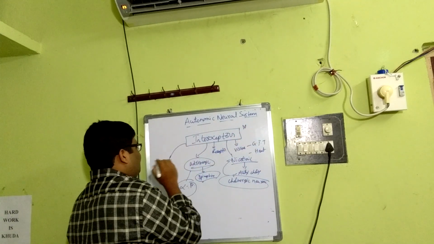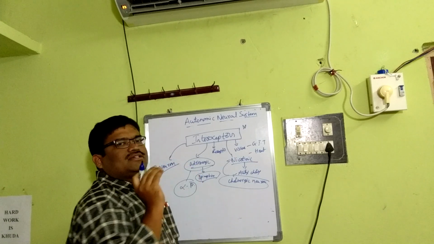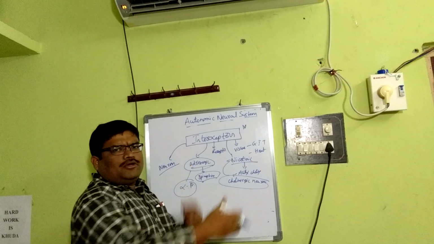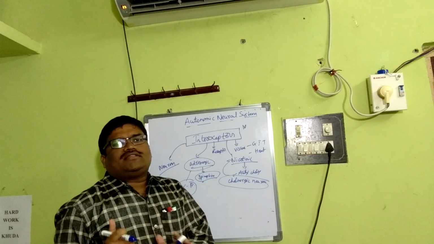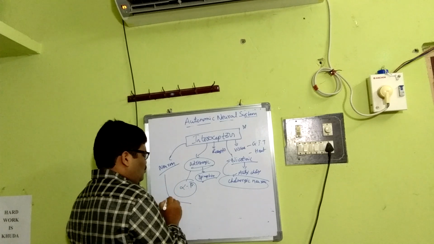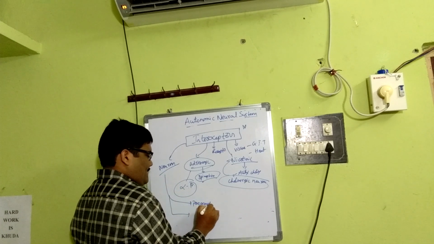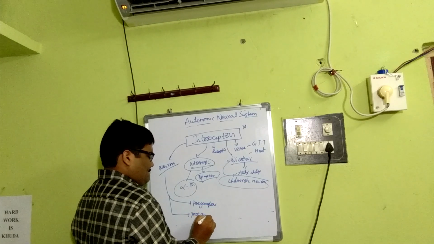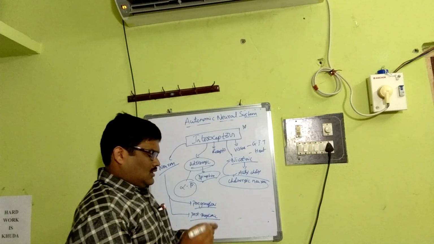Apart from this, we have different neurons. First we will discuss the sympathetic, then the parasympathetic. In the case of sympathetic, first we will discuss the basics, which are common for both sympathetic and parasympathetic, then the mechanism of sympathetic. Neurons associated with the autonomic neural system are of two kinds: preganglionic and postganglionic neurons.